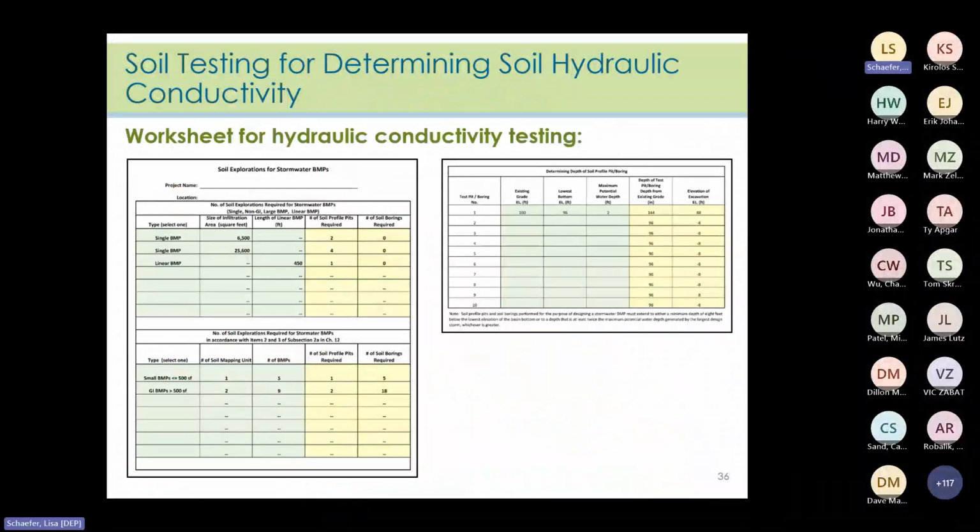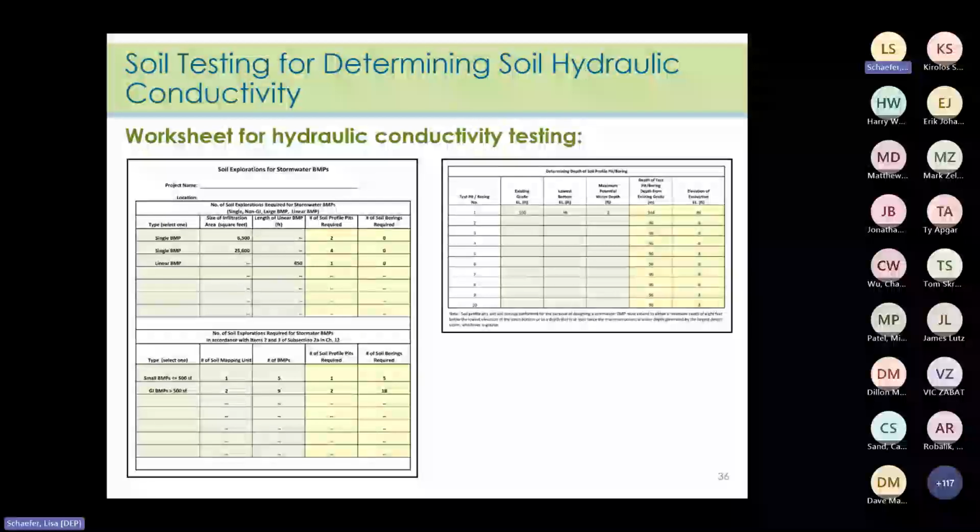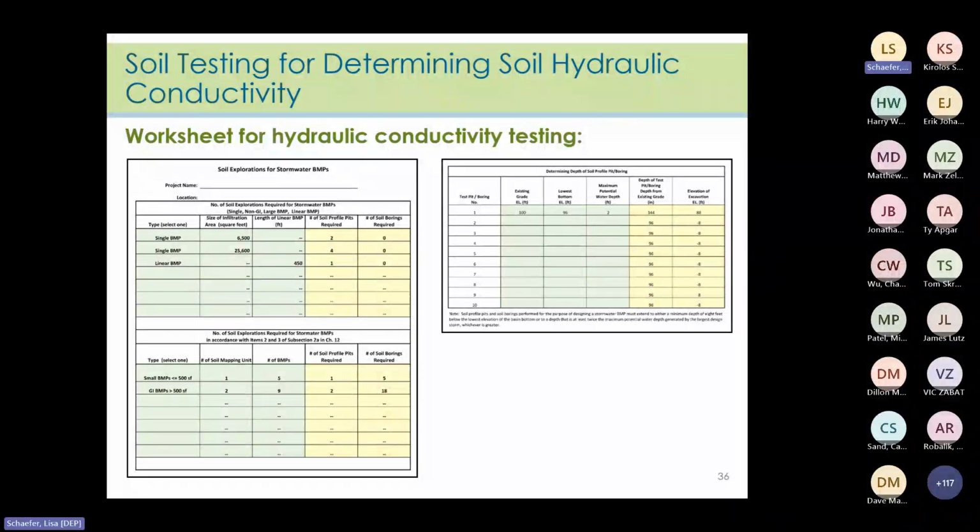The second worksheet in the Excel workbook may be helpful for your hydraulic conductivity testing. On the left is the top and middle portion, and that's for the number of profile pits and borings required depending on the type and the size of the BMP. Of course, the lower part of the workbook is on the right, and that's for the depth of the testing. Take note that the title has changed as well as the fill colors, which correspond to the newer version of Chapter 12.